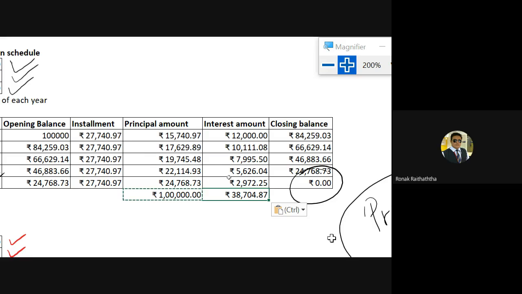Am I clear? And once you all complete this loan amortization, you will again give me the confirmation in the chat box that you are there with me.